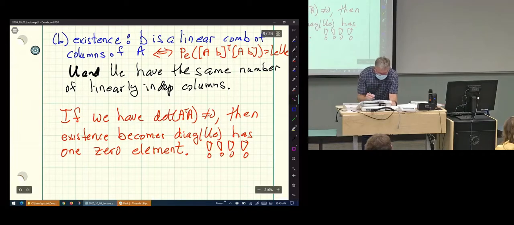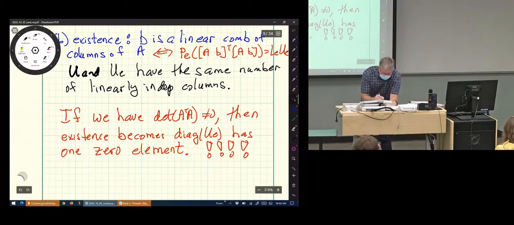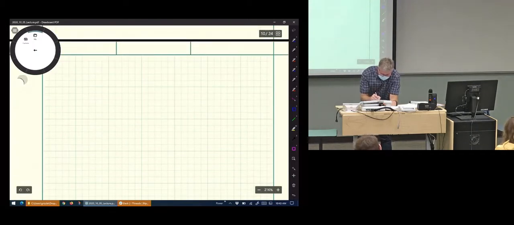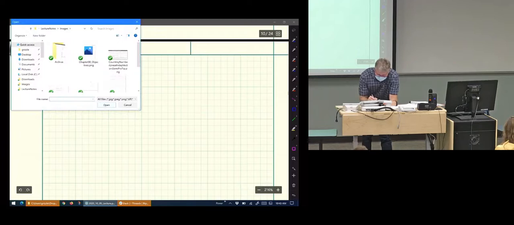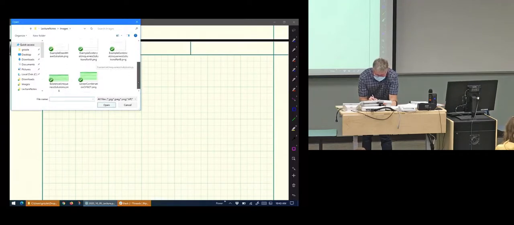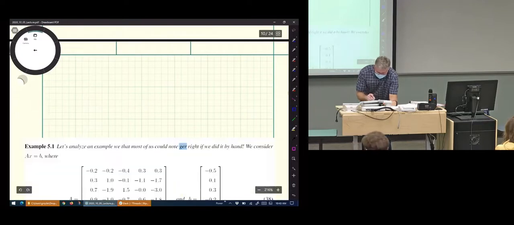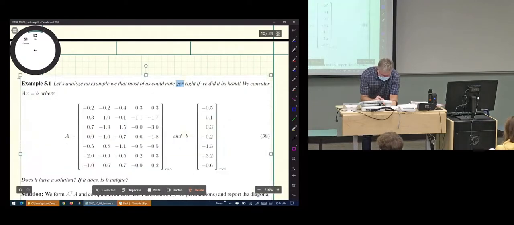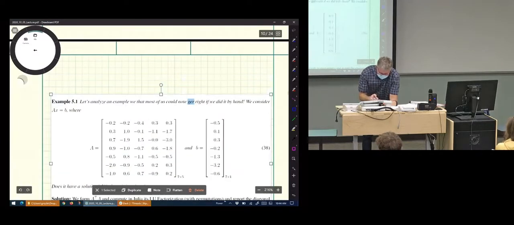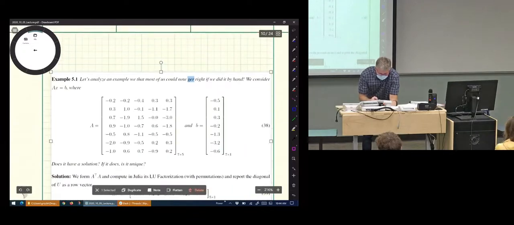Okay, so let's do some examples of that and see how that works out. Existence, uniqueness, part A. So this is in the book. You can put it in your notes.